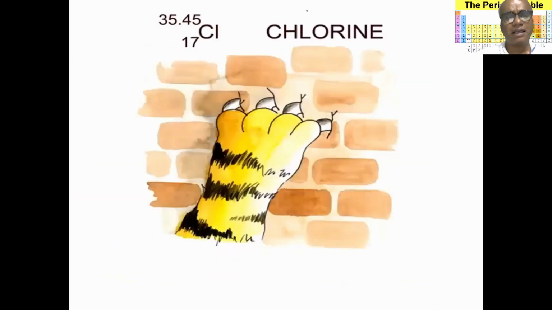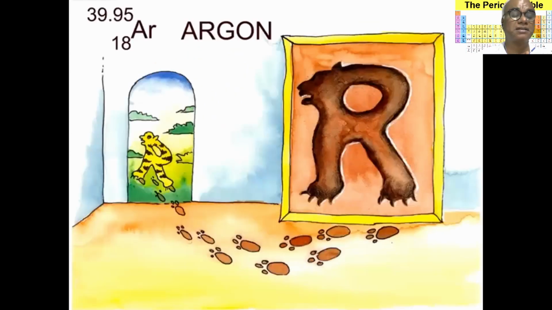And the 17th element is chlorine. Claws on, you can see the claws of the fur are on. The 17th element is chlorine. And the 18th element is argon.